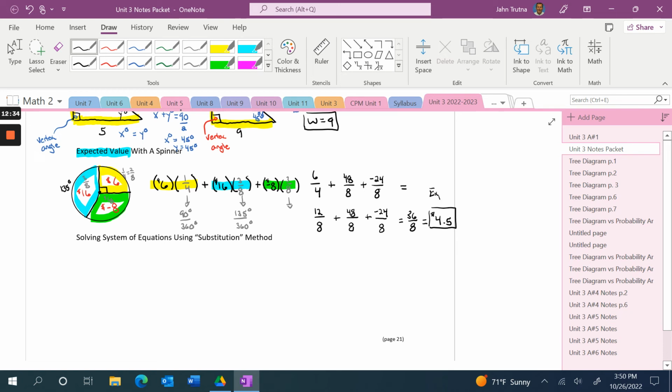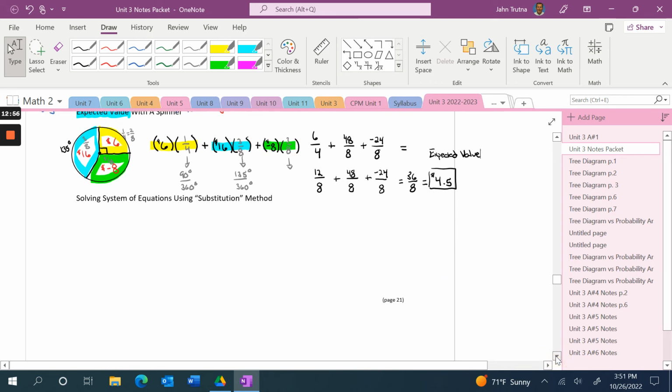Okay, so what this tells me is if the expected value is basically $4.50, that tells me each spin on average I could expect to win $4.50. Okay. All right, let's go to the last one, the solving systems of equations using the substitution method.